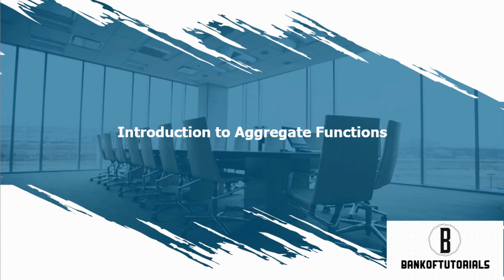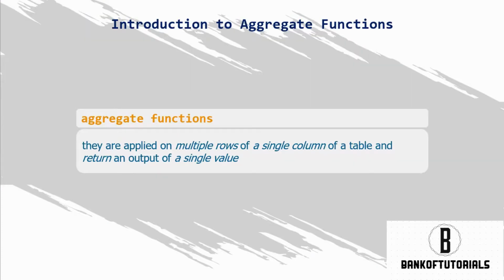Aggregate functions are amazing. They are applied on multiple rows of a single column of a table and return an output of a single value. This is just a definition. Things will become much clearer once we start working with 5 aggregate functions in SQL.